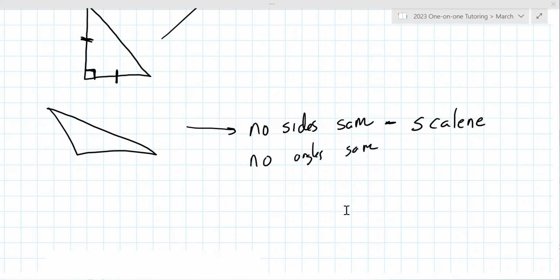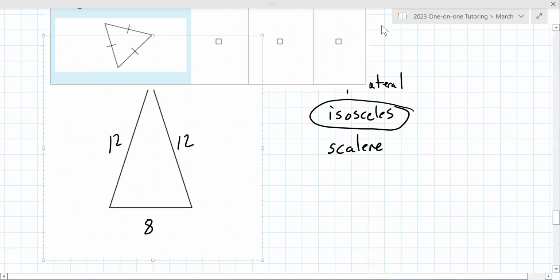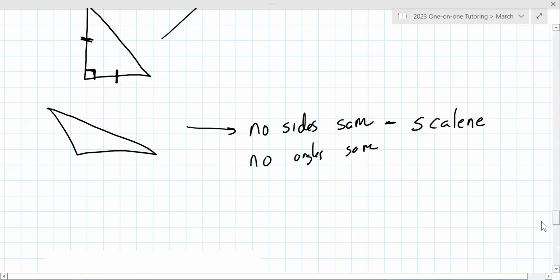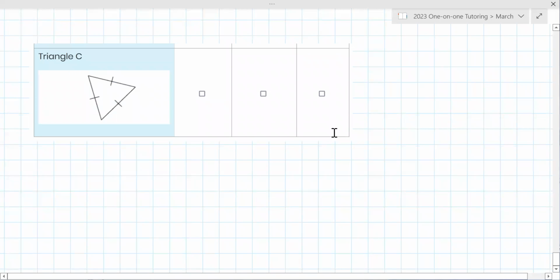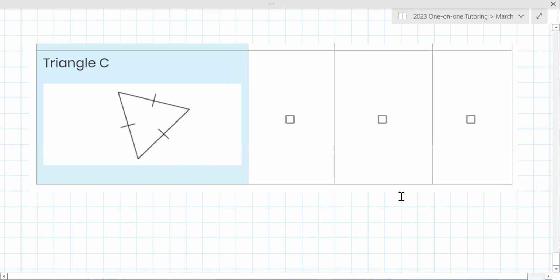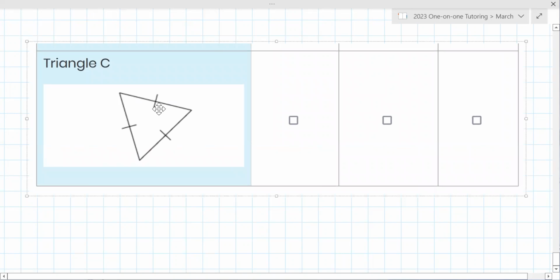So let's look at this triangle. So when you're looking at a triangle, you have to decide, are you looking at the sides or the angles? Like, are all the sides the same? All the angles the same? Two sides, two angles? What do you see here? I see three sides, side, side, side. Okay. Are they the same? Yeah. So this is equilateral.